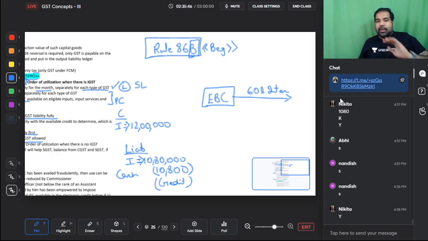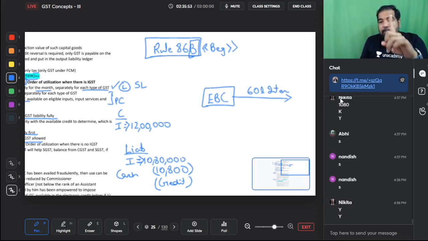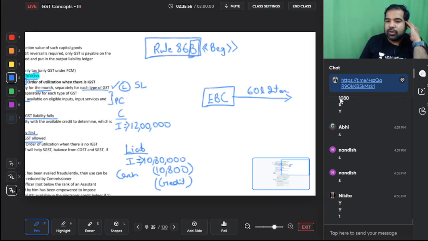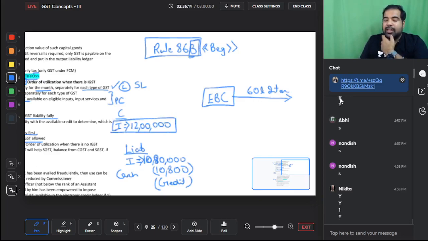So guys, please tell me, rule 86B, are they begging you to pay cash? Yes. How much cash, guys? Minimum 1% cash. But when do they apply this? Only if your monthly sales are more than 50 lakh in that month. So in this case, are you supposed to pay a liability of 10,80,000? Yes. Do you have enough credit? Yes. But still, will you have to pay some amount in cash? Yes, at least 1%. What if I want to pay more in cash? No problem. But at least 1% you have to pay in cash.